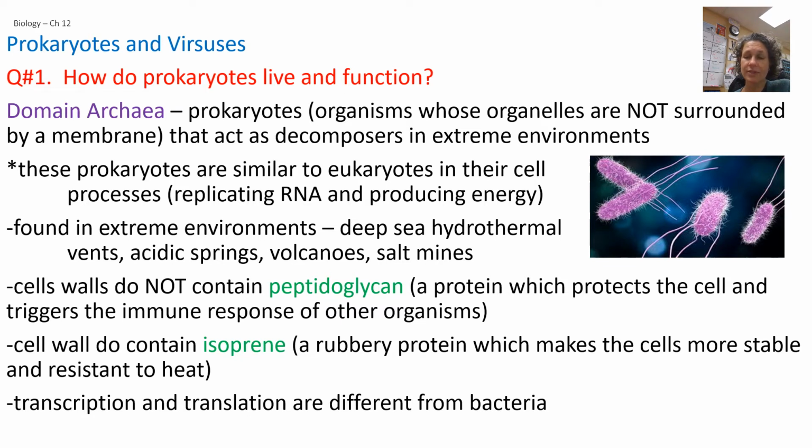Structurally, they have cell walls that do not contain peptidoglycan. That's just a protein in the wall that helps protect the cell. It tells other organisms' immune systems to try and get rid of that archaea in this case, so it's just a marker that is pretty easily detected. The cell walls do contain a protein called isoprene, which gives them the ability to live in these extreme environments.